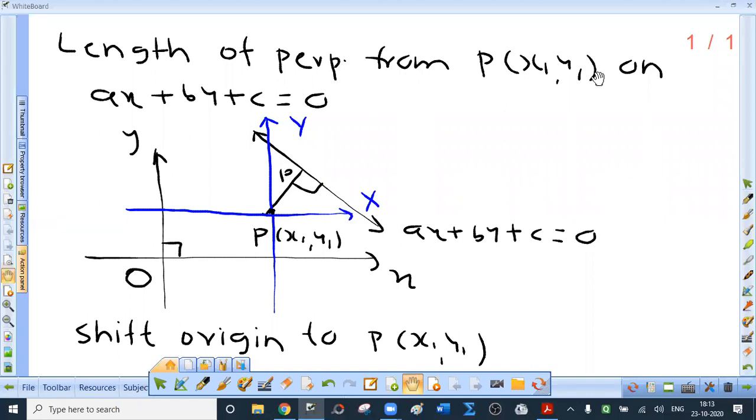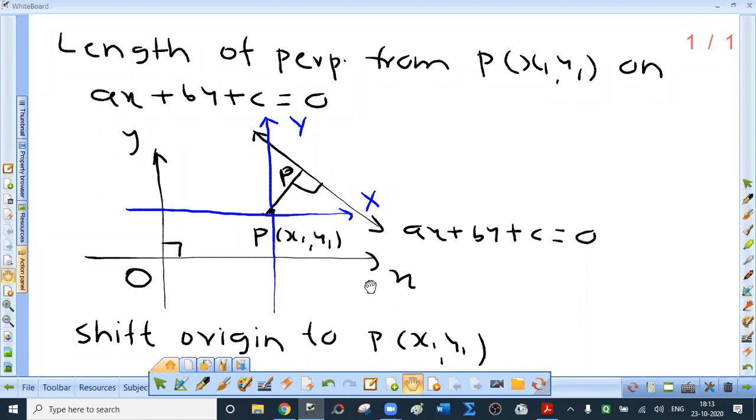Now we have obtained that result for the length of the perpendicular from the origin. Therefore, what we do is shift the origin to the point from which the perpendicular is drawn. That is, we shift the origin to which point? (x1, y1). See, I have not shifted the point from which the perpendicular is drawn. I have not shifted that line also. Suppose p is the length of the perpendicular.